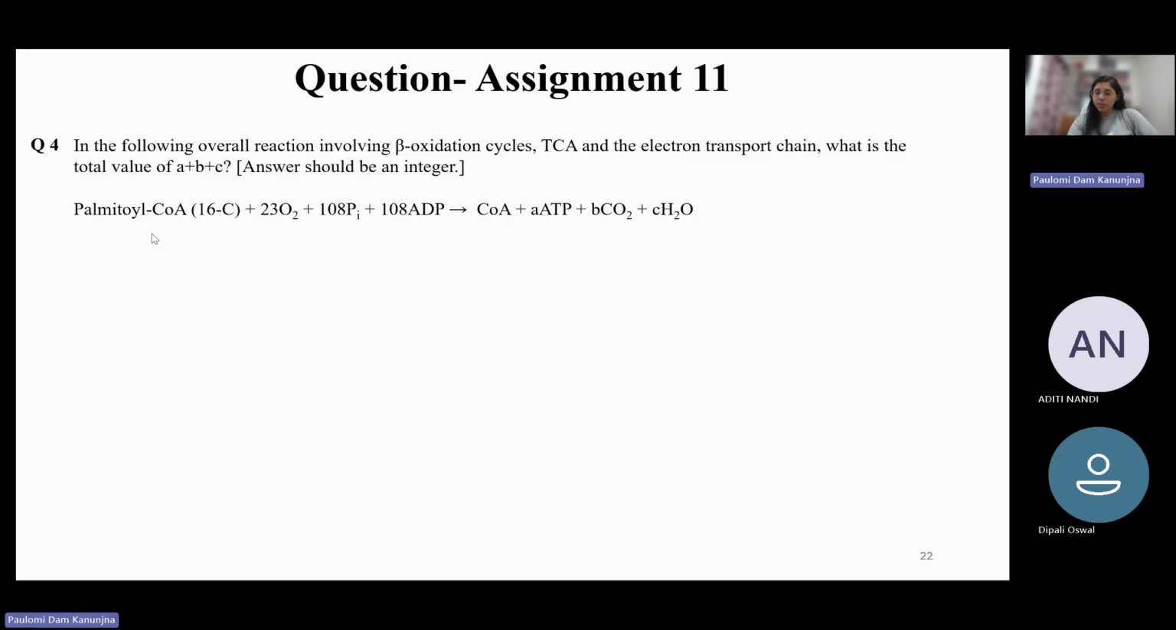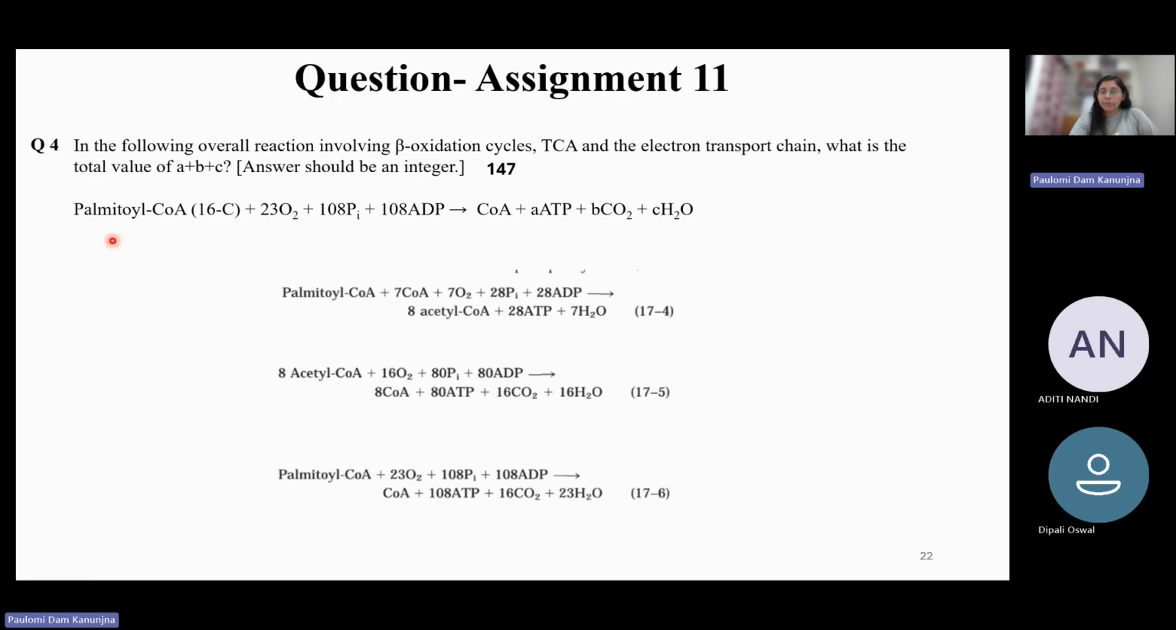Okay. So I got one response. Okay. I will wait for the others. Okay, very nearby answer. The answer is 147. And this is what we discussed, if you remember.